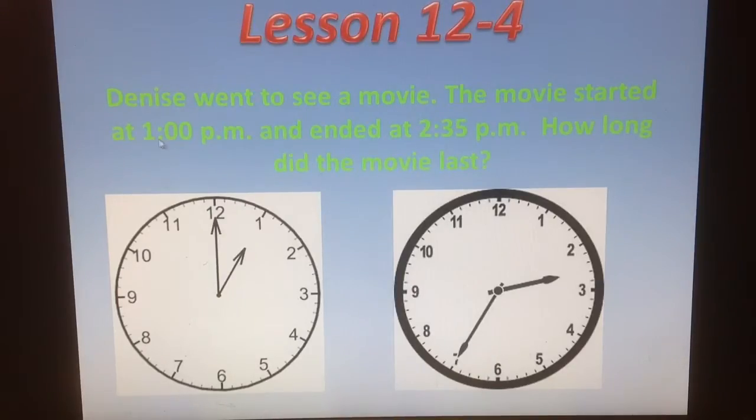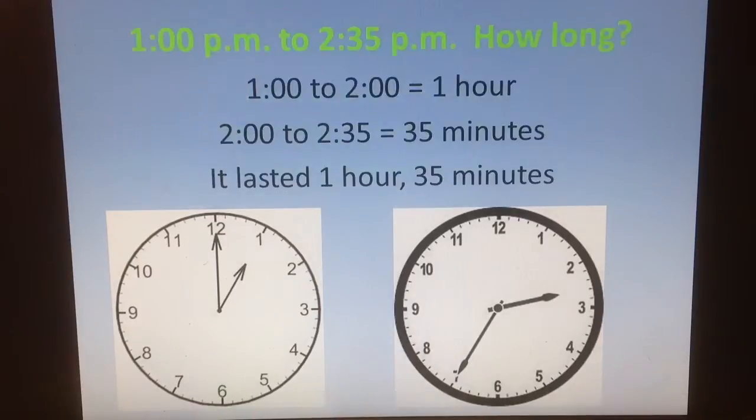Start by thinking about how many hours there are between 1 p.m. and 2:35. 1 hour between those two, plus the minutes. We had 0 minutes to start, 35 minutes to end. So to find the difference between 35 and 0, we can subtract 35 minus 0, 35 minutes. We've got 1 hour from 1 o'clock to 2 o'clock, and we've got 35 minutes from 2 o'clock to 2:35. Put those together, and it's 1 hour, 35 minutes.